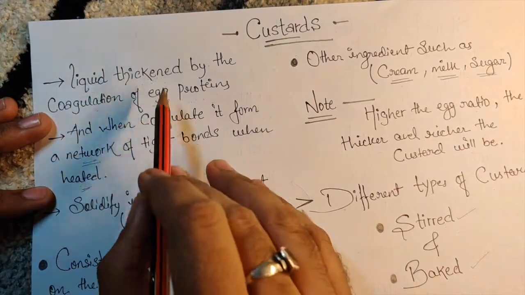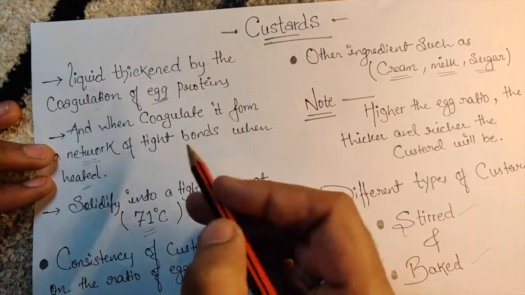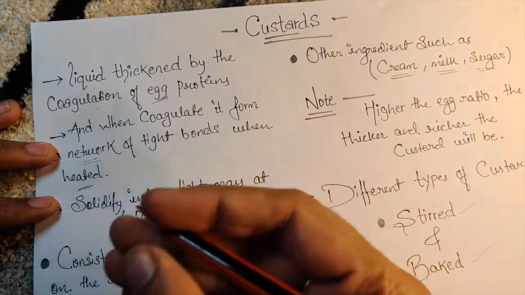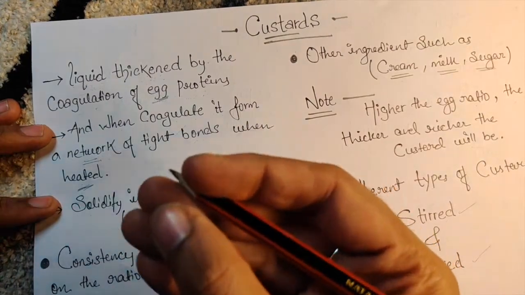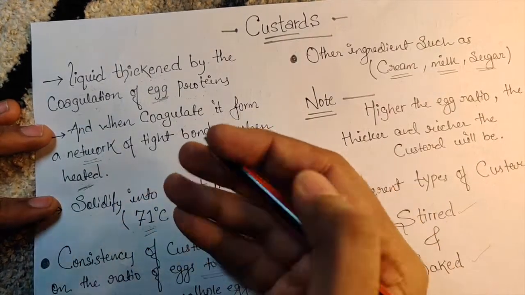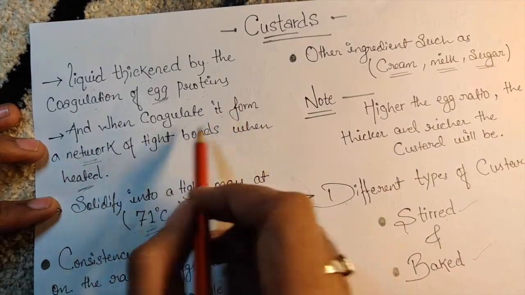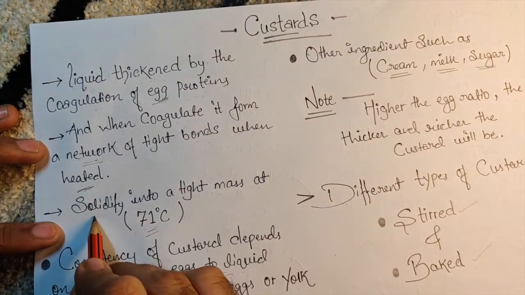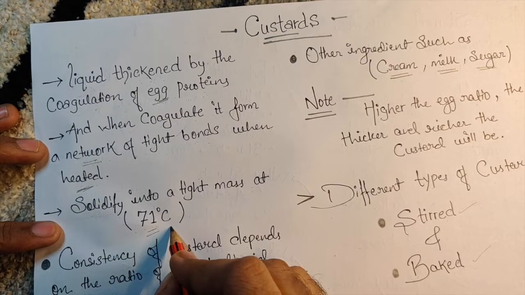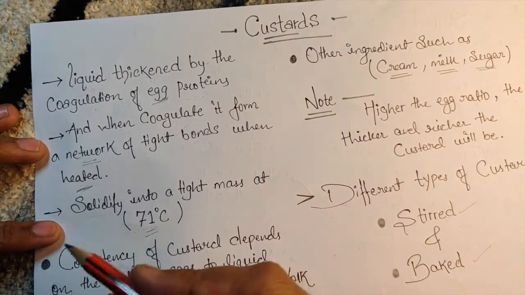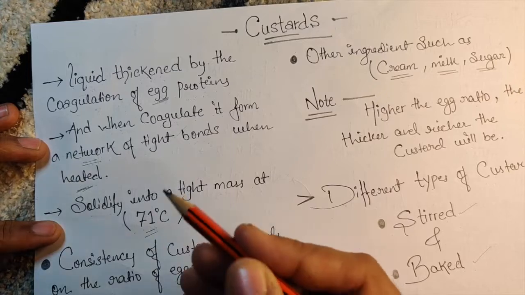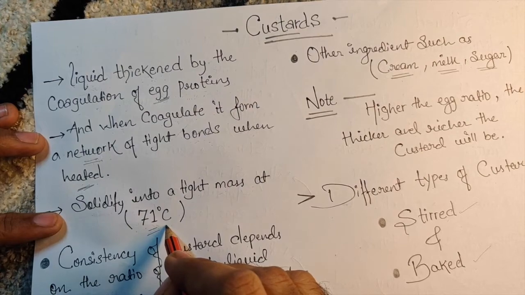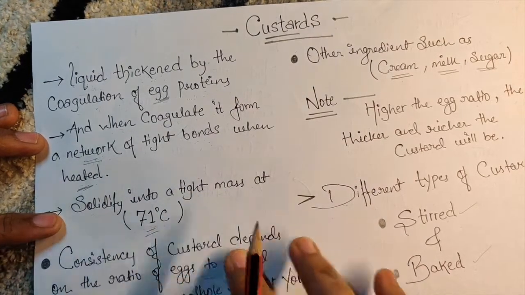Here the liquid gets thickened because of the egg protein, and it coagulates with the help of heat. When it comes to heat, the egg starts coagulating. Right, that means it starts making a network and tight bonds. You can see here when it coagulates it forms a network and tight bonds when heated, means the cooking process. It solidifies into a tight mass at 71 Celsius. When it comes to egg, it starts coagulating, starts thickening, or you can say starts making a network and tight bonds. This is the temperature, right? 71 Celsius, it starts coagulating the eggs.